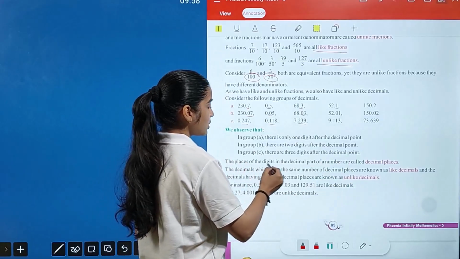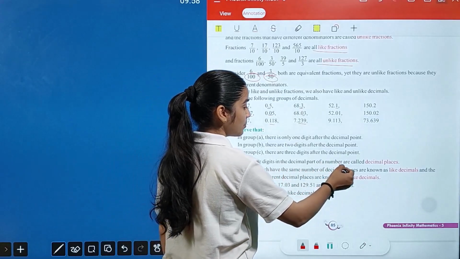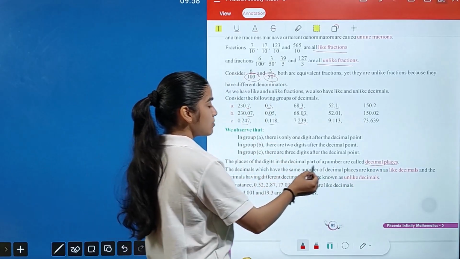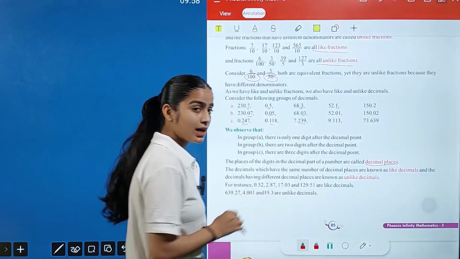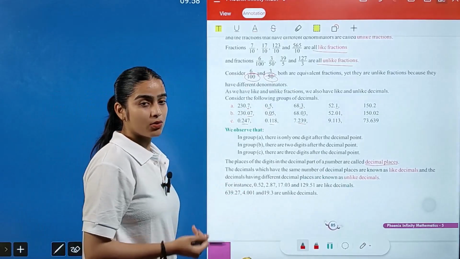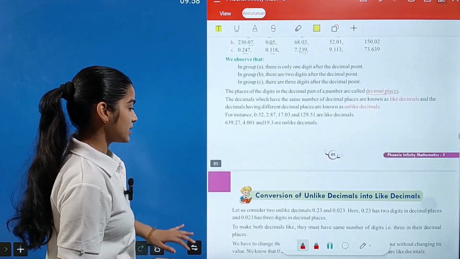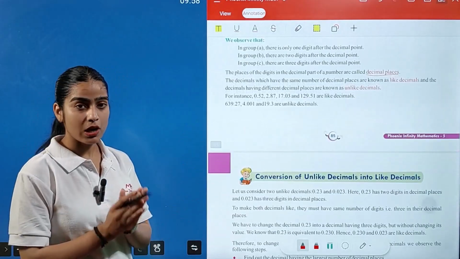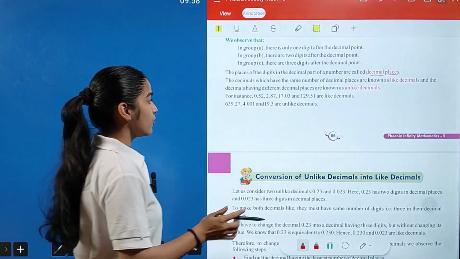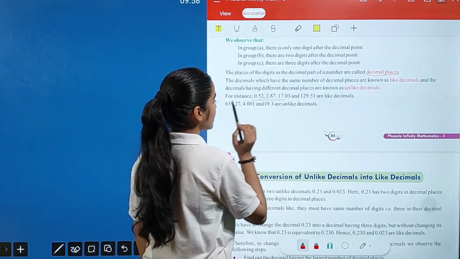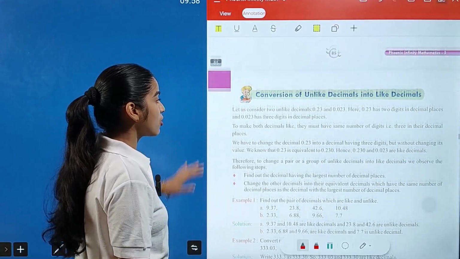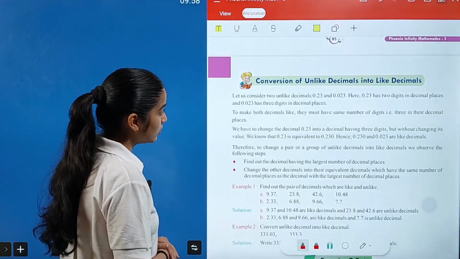The places of the digits in the decimal part of a number are called decimal places. The decimals which have the same number of decimal places are known as like decimals, and the decimals having different decimal places are known as unlike decimals. So students, I hope now you can easily differentiate between like decimals and unlike decimals. These are the examples of like decimals and these are the examples of unlike decimals. Now, conversion of unlike decimals into like decimals.